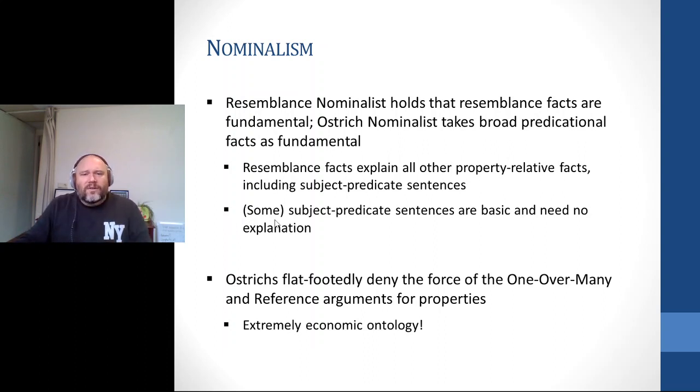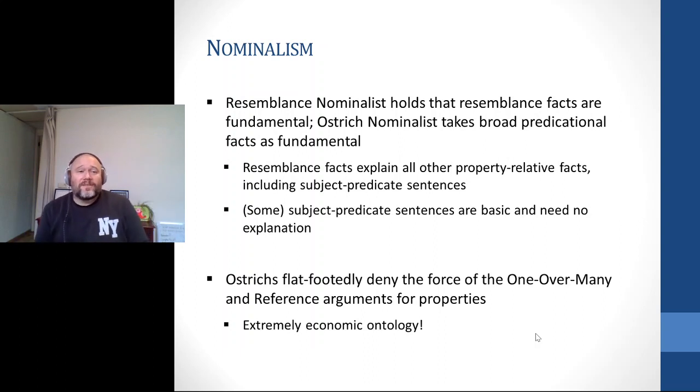Now, I have the parenthetical here because when you're an ostrich nominalist, you don't have to take every subject-predicate sentence as basic. For example, if I say that, right, the mug is red and round, I don't have to take that conjunctive fact as basic. I can instead take the two conjuncts as basic. So we might think about this as true, right, atomic or simple subject-predicate sentences are basic, and they explain all the logically complex ones.